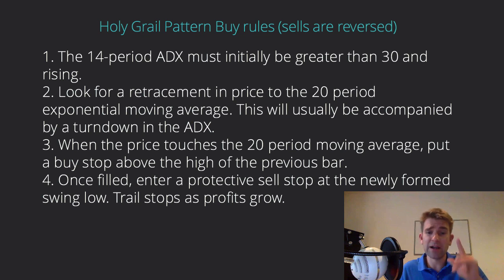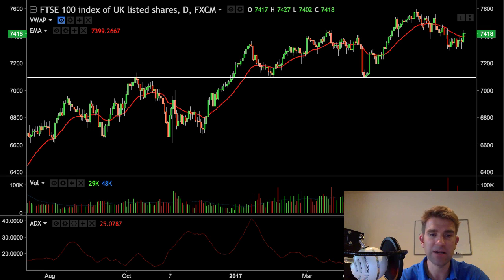Anyway, back on track. We're looking to buy as it touches the 20 period and goes back up above the high of the previous bar. Makes sense. We'll have a look at a chart in a second. Once it gets filled, you're looking to put your stop loss under that prior low. And it says here, trail stops as profits go. So nothing clear about exits. Let's have a look. Okay, what have we got?